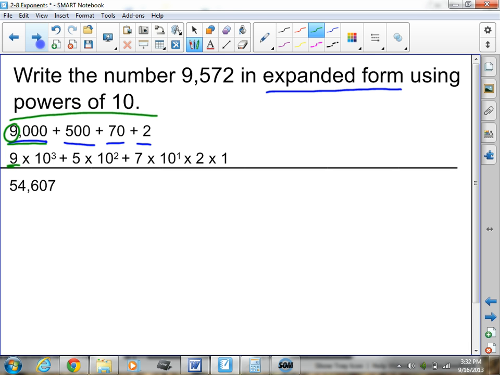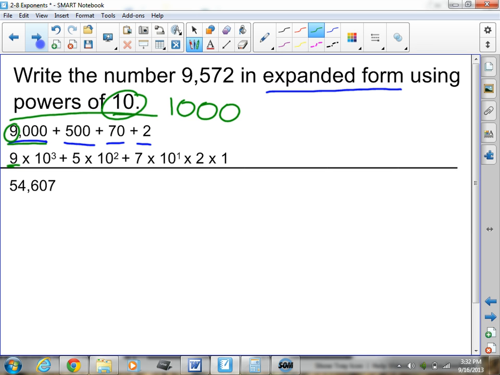Now I need to think. 9 times what number is 9,000? Well, that's not too hard. 9 times 1,000 is 9,000. But I'm not looking at times 1,000. I need to write it with a power of 10. What this means is I'm going to be using exponents. And it's quite easy. I have the number 1,000 here.